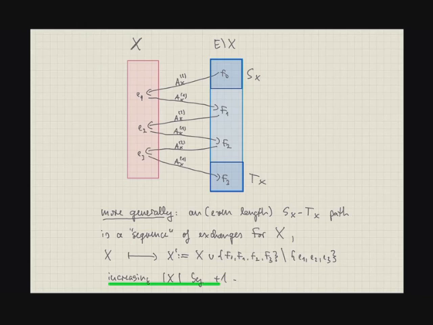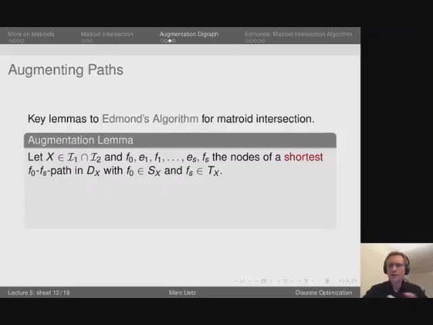And indeed, after I have done that, I have changed the set X to a set X prime, which now includes all these F elements on the right-hand side, and all the E elements on the left-hand side are removed, which is one less. So I have indeed increased my set by exactly one element. And that's the goal. So that means in order to augment the size of the set X by one element, I will have to find paths from Sx to Tx, and that's it. And that is exactly the key to Edmond's algorithm for matroid intersection.